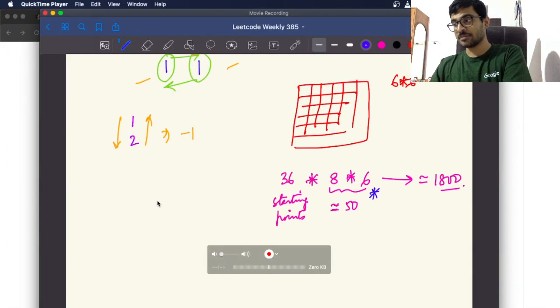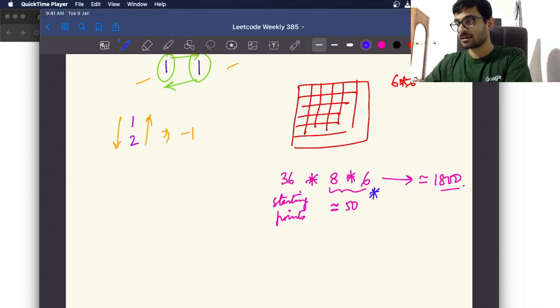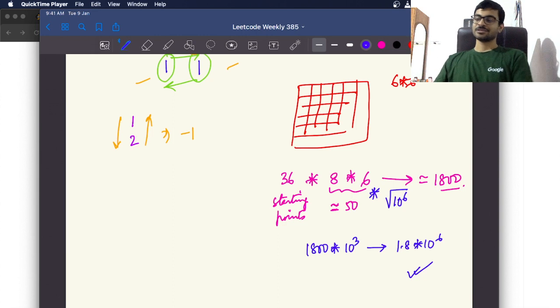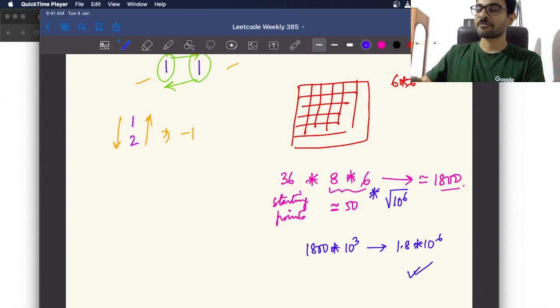If it's a 6-digit number, you can say in square root of 10 to the power 6 time whether it's prime or not. So it will be 10 to the power 3, so it's 1800 into 10 power 3, which turns out to be 1.8 into 10 to the power 6. Comfortably you can complete it. So for checking prime numbers up to 10 to the power 6, that you can do.